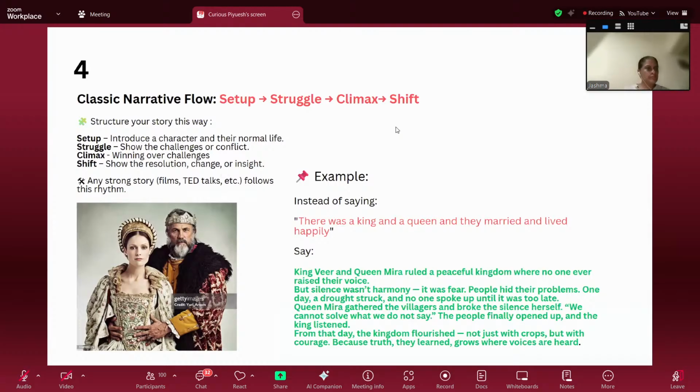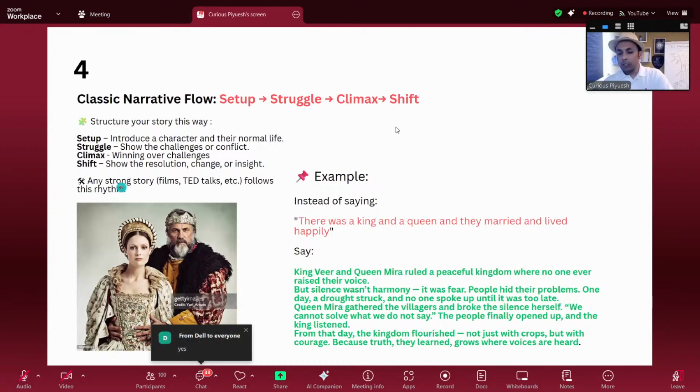Now let me take an example of any strong story. If you see any popular story, it will follow this formula. And this formula has not changed for years. Films, or a TED Talk: try to imagine when you are watching a TED Talk, the speaker builds up something like this. Even today, this goes so much into your blood.